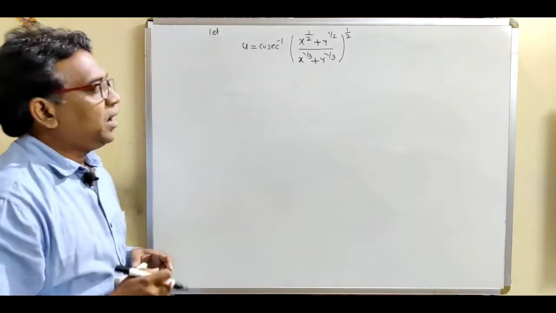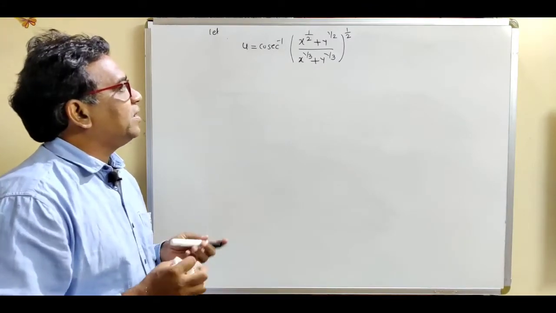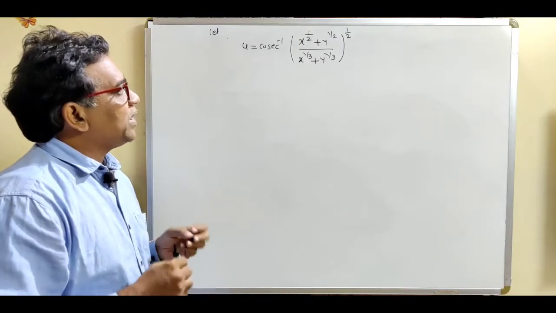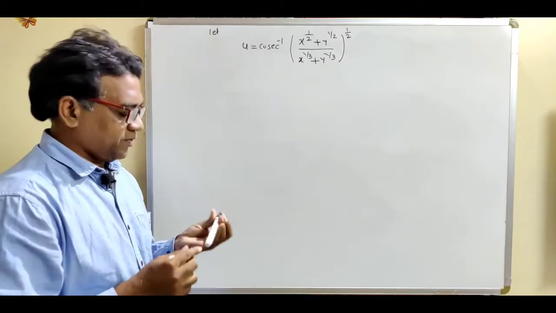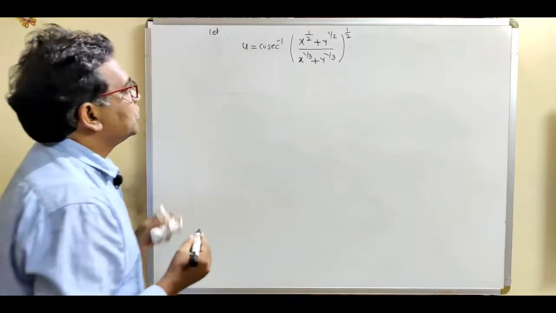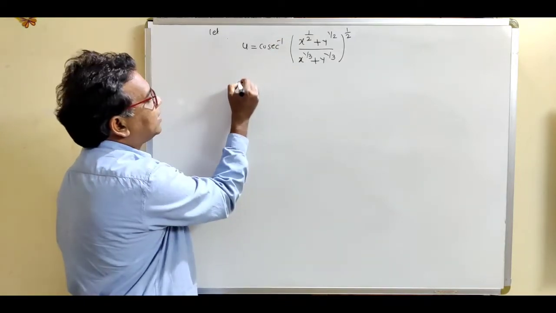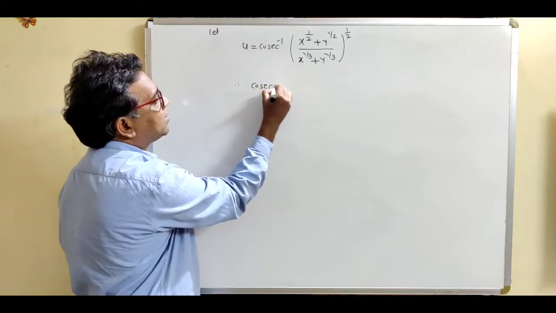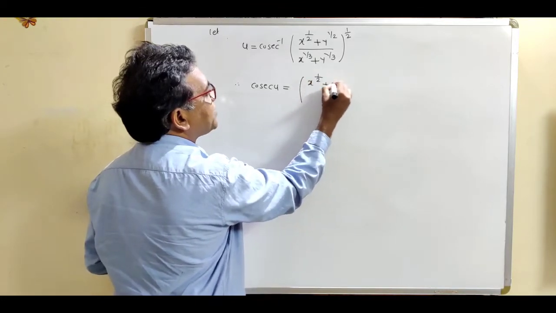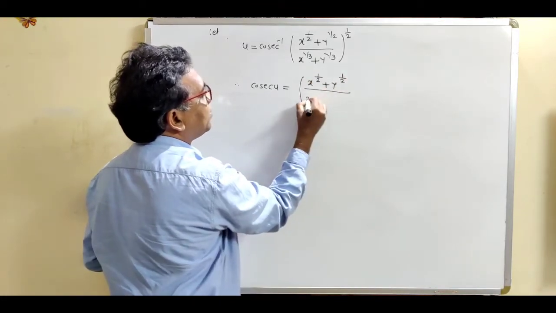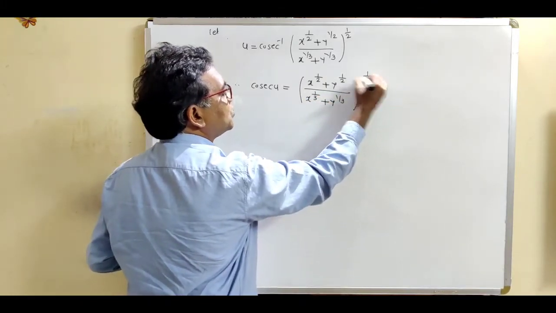Write down the given function. Let u is equal to cosec inverse of (x raised to 1/2 plus y raised to 1/2) divided by (x raised to 1 by 3 plus y raised to 1 by 3) bracket raised to 1/2. Now first of all, transform this inverse term to the left hand side. It becomes a trigonometric term. So cosec u is equal to (x raised to 1/2 plus y raised to 1/2) divided by (x raised to 1 by 3 plus y raised to 1 by 3) total raised to 1/2.